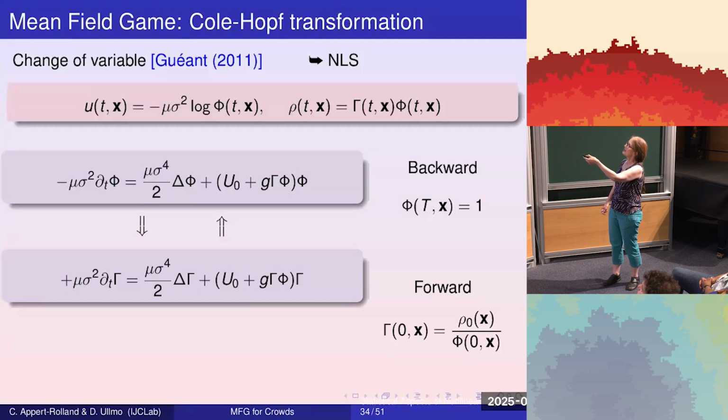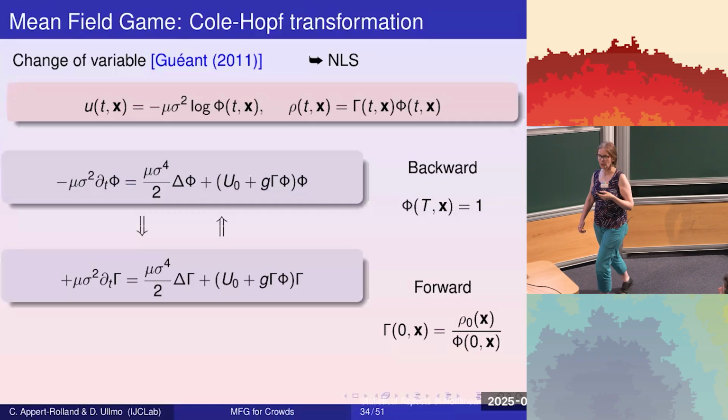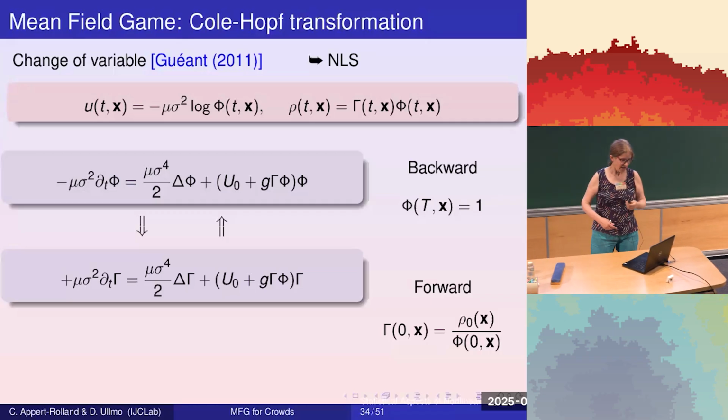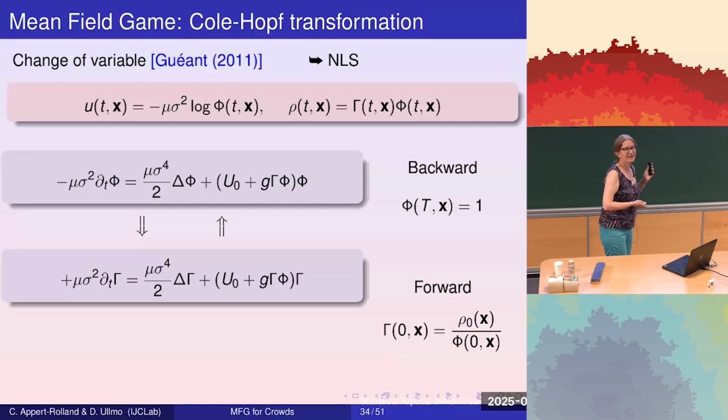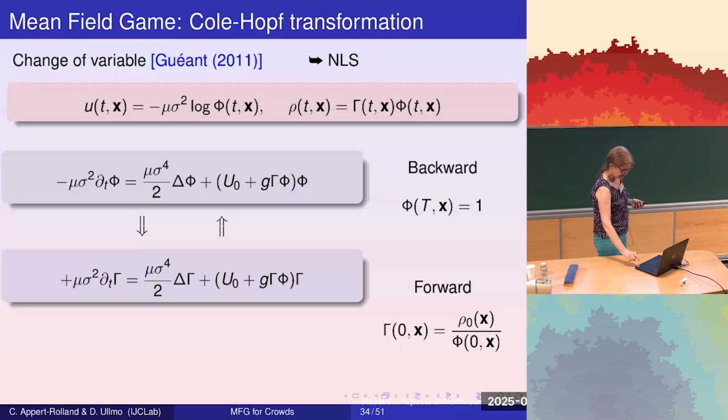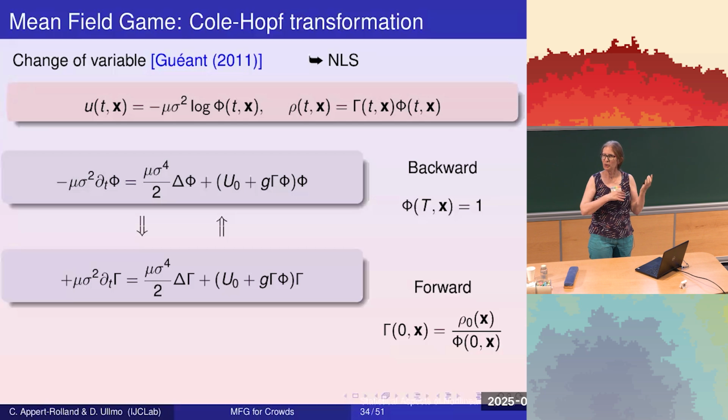It's still nonlinear. You have some products there, but it's a shape that physicists know very well. It's a nonlinear Schrödinger equation for both variables. And so it makes things easier for solving numerically and so on. Still, you have one forward in time and one backward. So you can solve iteratively, for example.